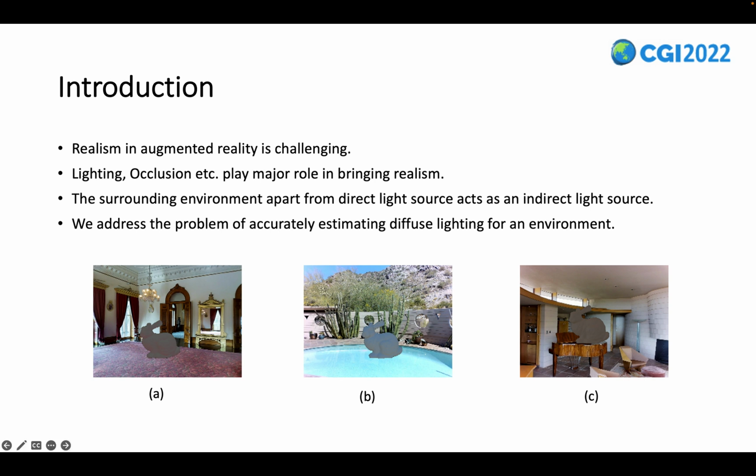Here in image B, this bunny is the virtual object which is placed near the pool. We can see that some kind of bluish effect is visible on the virtual object as it is placed near the pool. That is the kind of estimation which we are trying to do in our work.